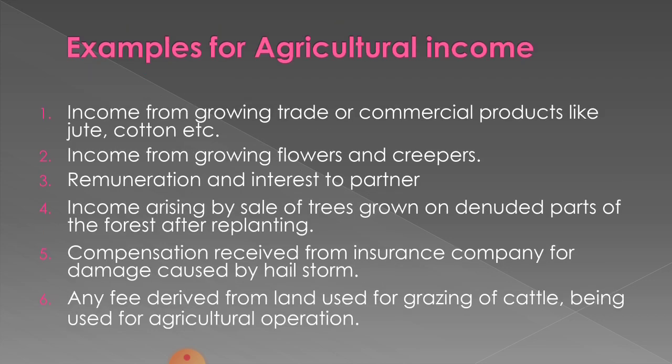Let us see some of the examples for agricultural income. These are the examples. See, income from growing trade and commercial products like jute, cotton, etc. Income from growing flowers and creepers. Remuneration and interest to partner of agricultural land. Income arising by sale of trees grown on denuded parts of the forest after replanting. Compensation received from insurance company for damage caused by hailstorm. Hailstorm means alikallu male. Any fee derived from land used for grazing of cattle being used for agricultural operations.